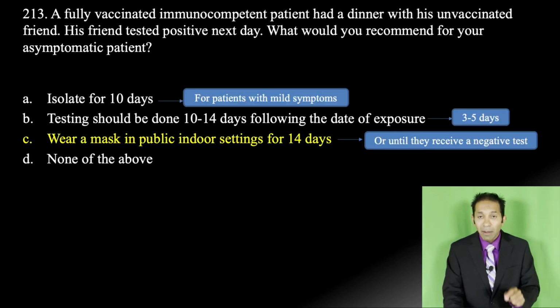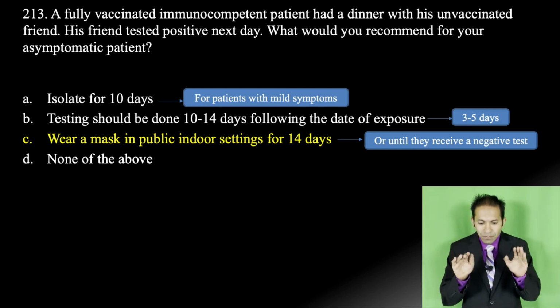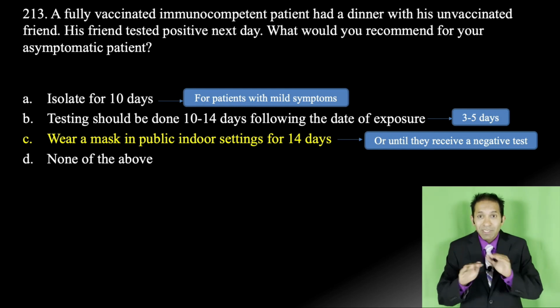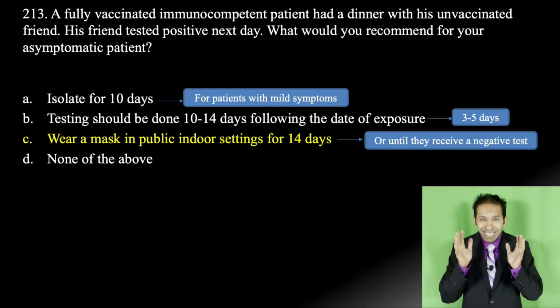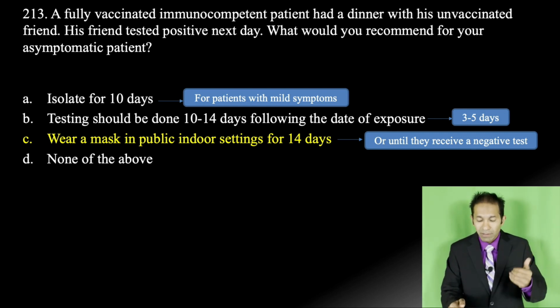Here the right answer is option C. You're going to ask him to wear a mask in a public indoor setting for 14 days or until he receives a negative test. Option A is incorrect. We isolate vaccinated patients who have mild symptoms for 10 days. If they are asymptomatic, you do not isolate them. Option B is incorrect. Testing should be done 10 to 14 days following the date of exposure. This is incorrect. If you are offering testing to a vaccinated person who has been exposed, ideally it should be done within 3 to 5 days.